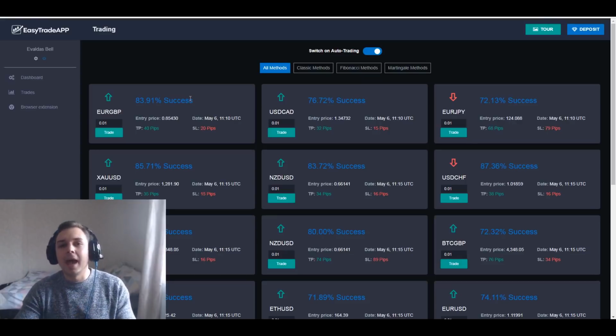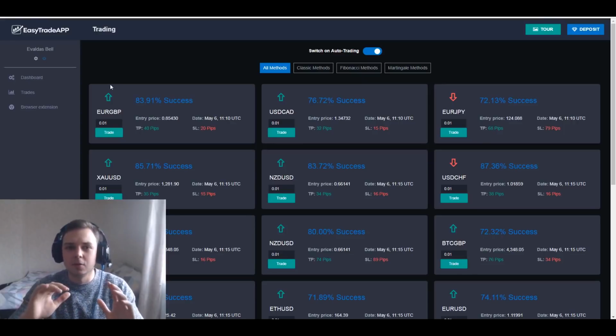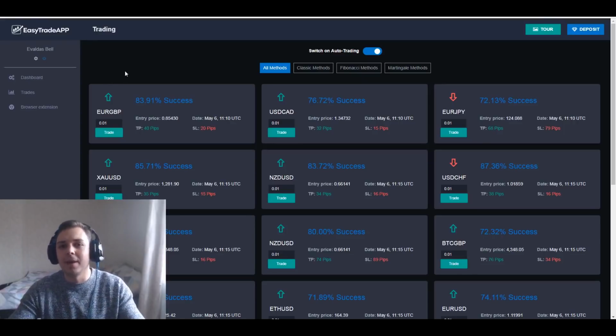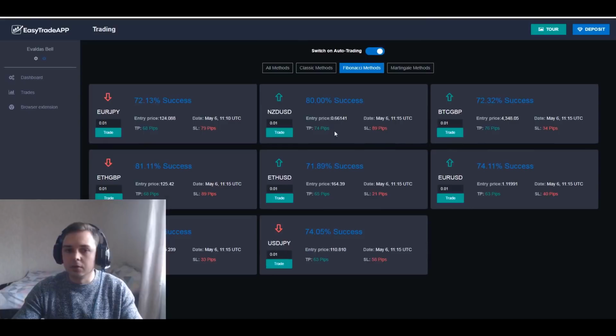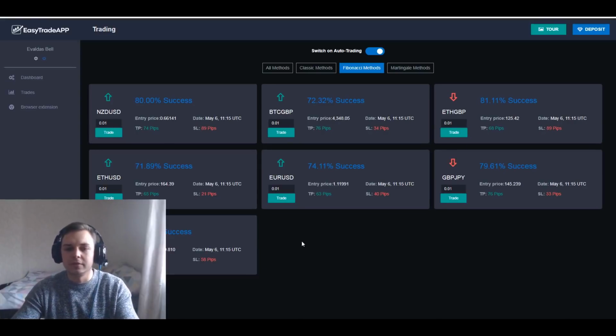I'm going to be making an analysis video sometime this week, but today, as I said, I don't really have time to analyze, so I'm just going to keep it cool and just trade EasyTradeAPP as it is with the auto trading function. So let's have a look at Fibonacci signals. USD JPY, this seems like a good trade. 74% success rate. I don't like the 81% success rate on ETH, but I don't really like trading cryptocurrency, so I'm not going to trade that.